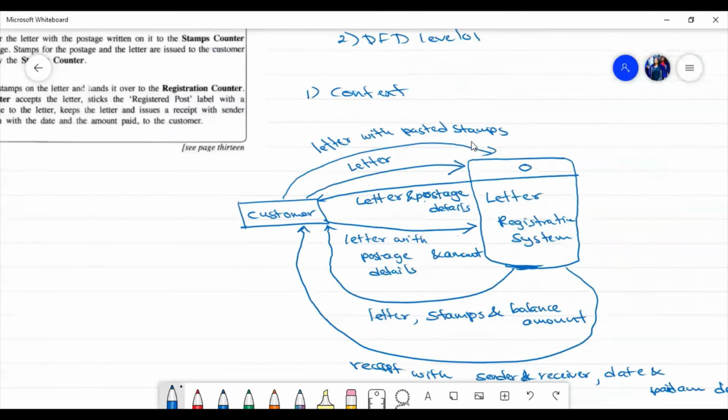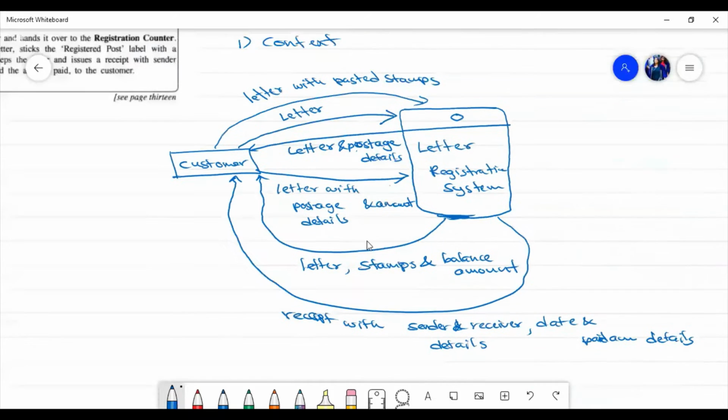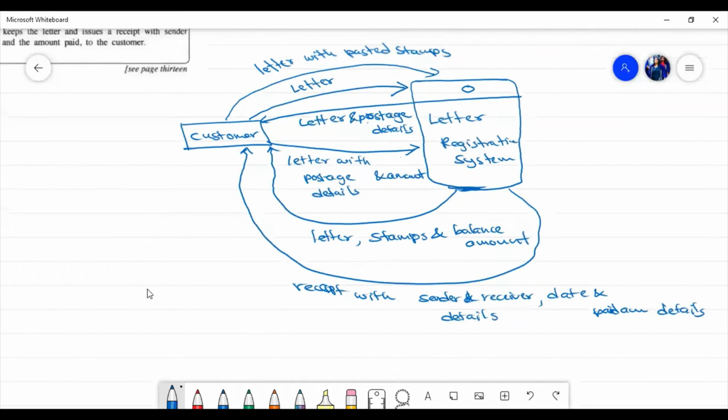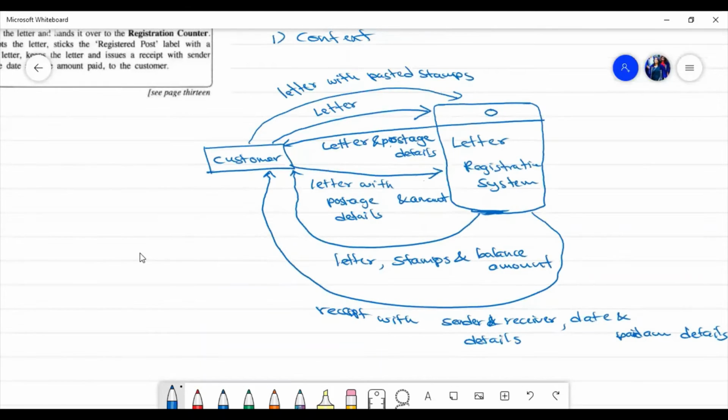We need to understand that the system itself will give the data to the customer about the sender and receiver details and the date and amount paid details. That's the idea. So this is the context level diagram. When you're drawing it, draw it nicely. In my case, you have to excuse me for my lines.